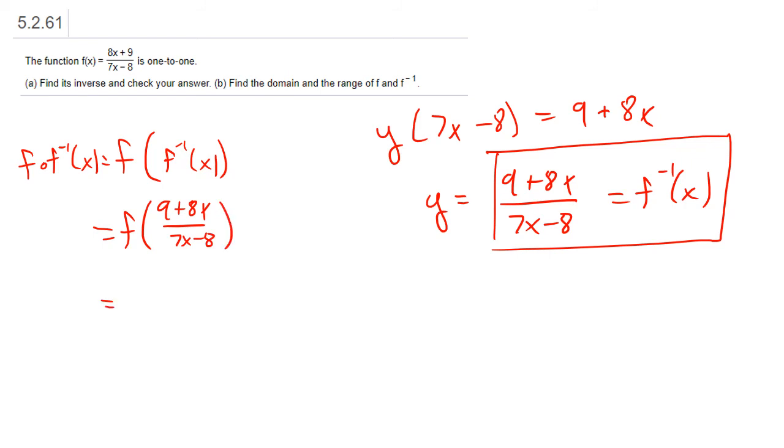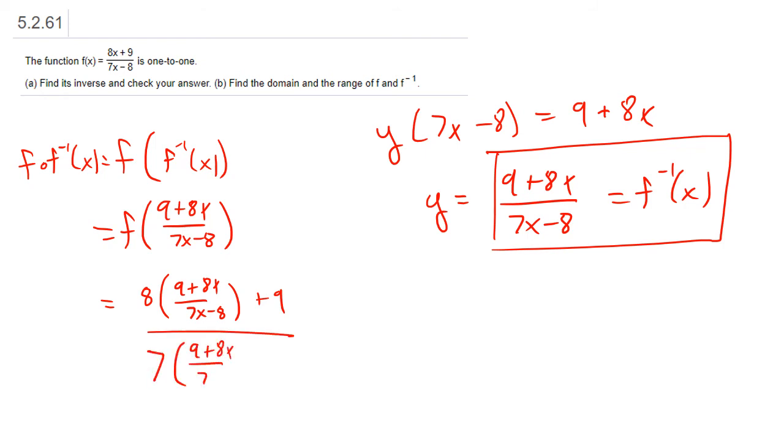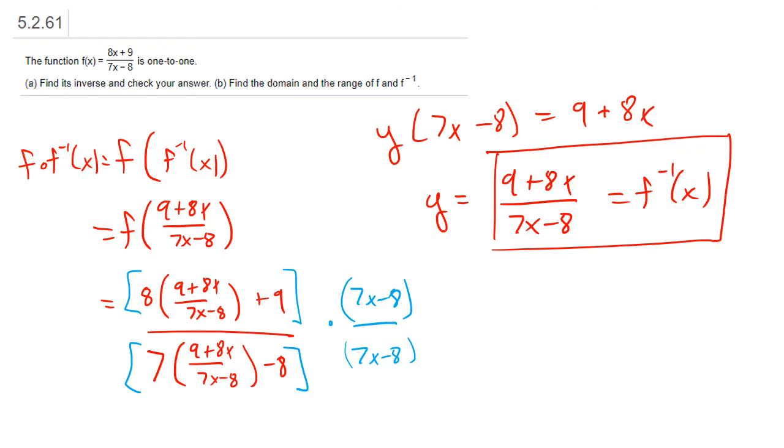The function f says, now this is going to take some writing, do 8 times your input plus 9 divided by 7 times your input minus 8. I've got fractions within fractions, so let's try to simplify that a little bit. I'm going to multiply the numerator by 7x minus 8, which means I better also multiply the denominator by 7x minus 8. I just need to be careful about distributing properly here.